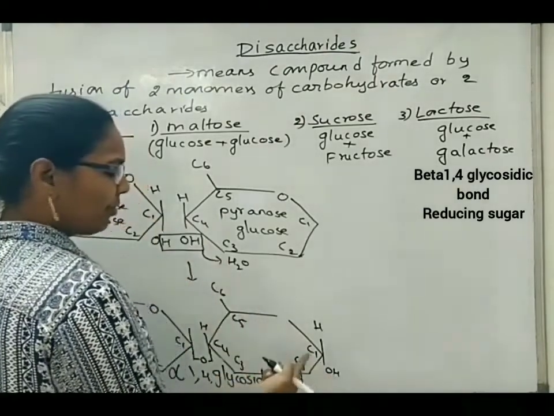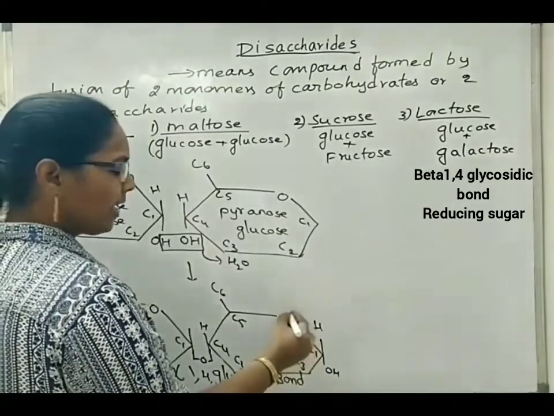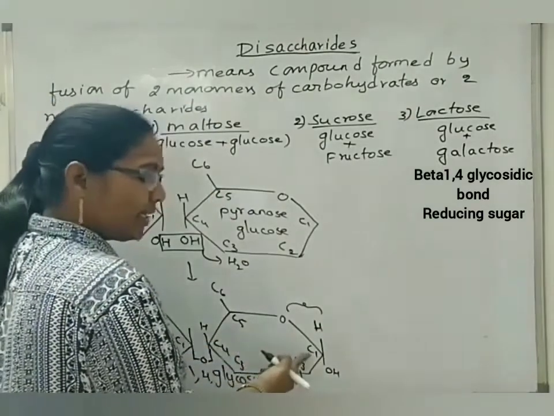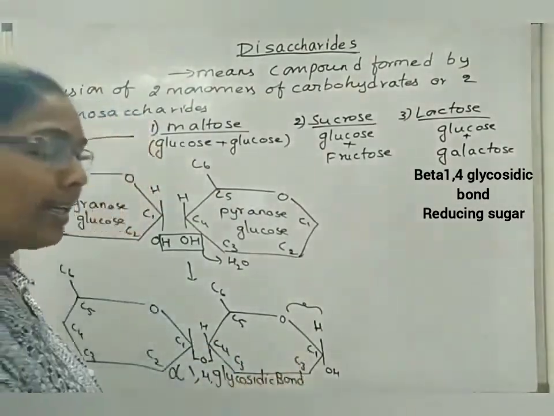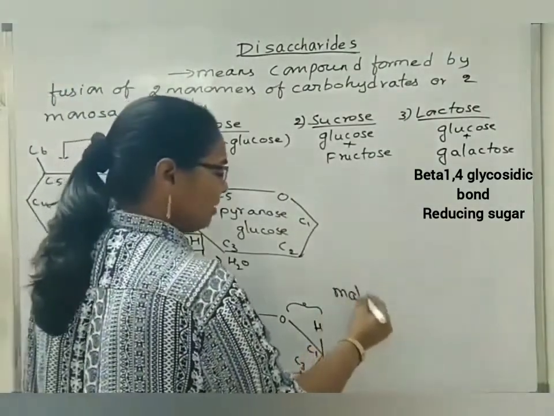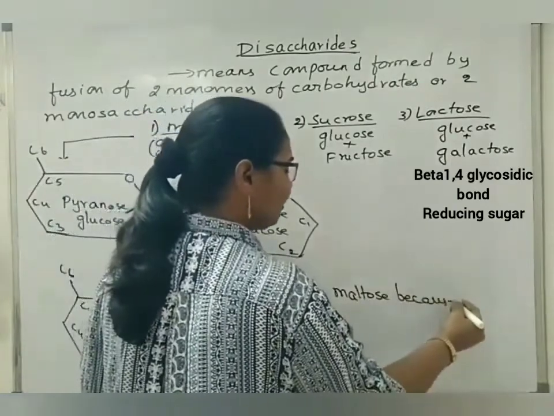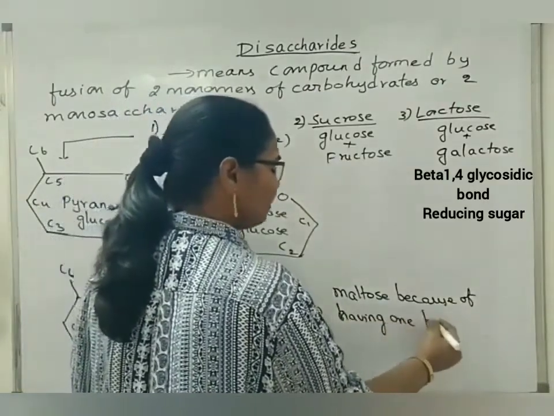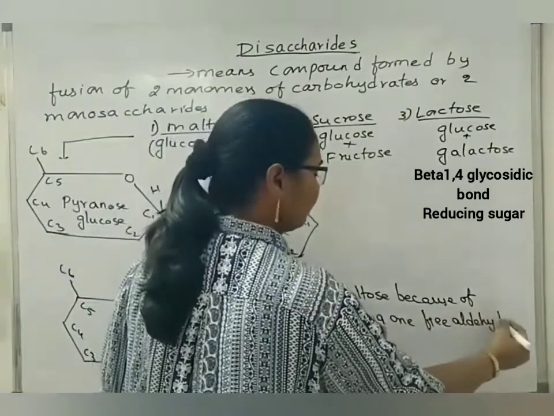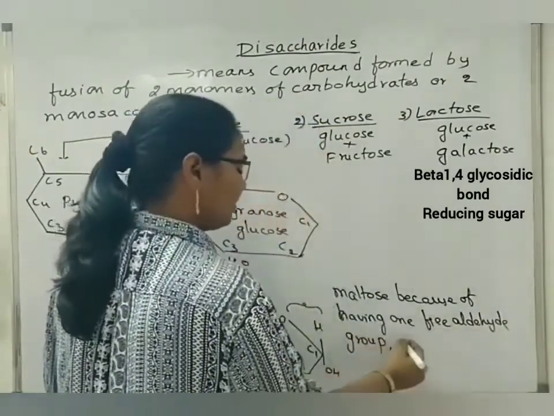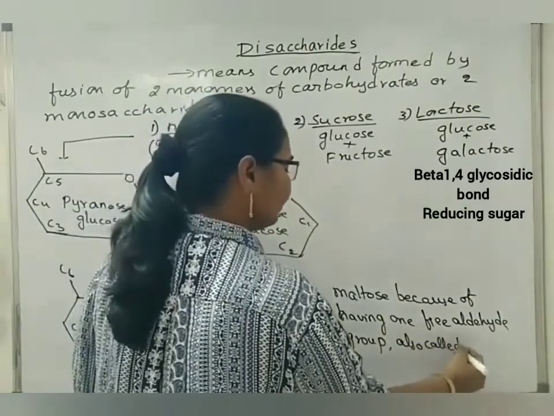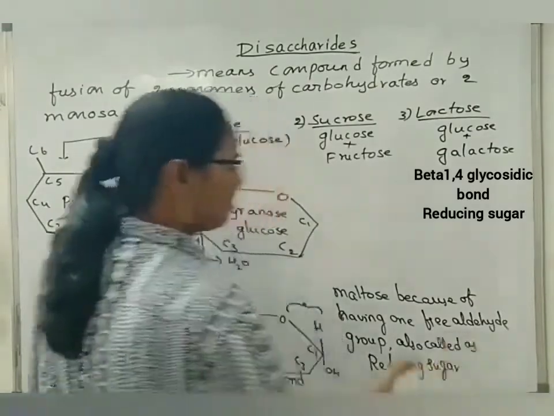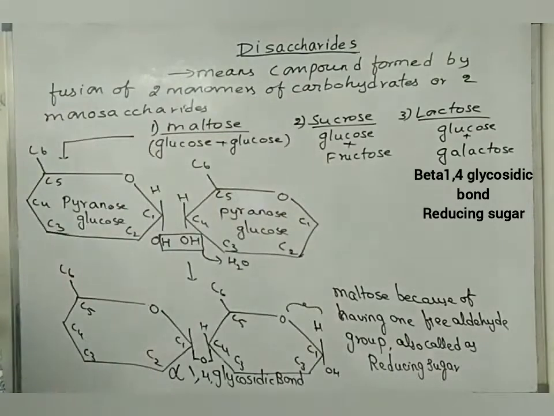Here we still have, at one pyranose ring of glucose, a free aldehyde group. So maltose, because of the presence of a free aldehyde group at one end, is also called a reducing sugar. So these are the points related to maltose.